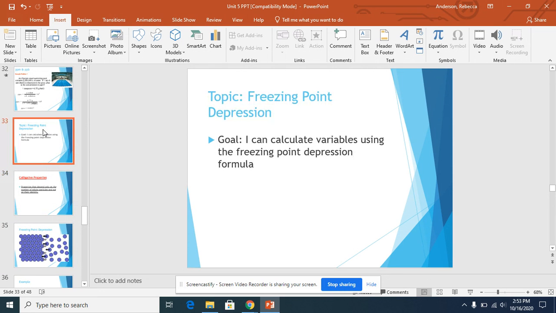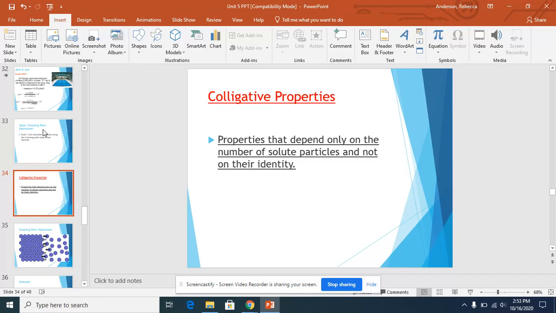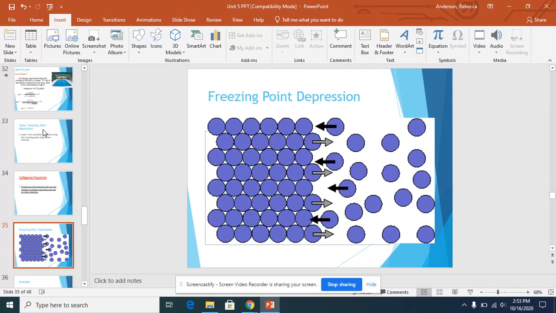Freezing point depression. Your topic is freezing point depression. Your goal is: I can calculate variables using the freezing point depression formula. So we're going to be talking about freezing point depression, and then in the next section you'll see boiling point elevation. Both of these are types of colligative properties. You need to know that colligative properties are properties that depend only on the number of solute particles and not on the identity. So the first one we're going to talk about is freezing point depression.